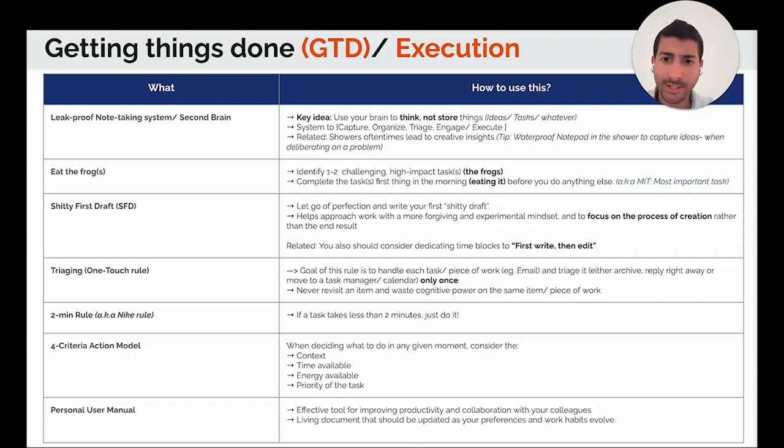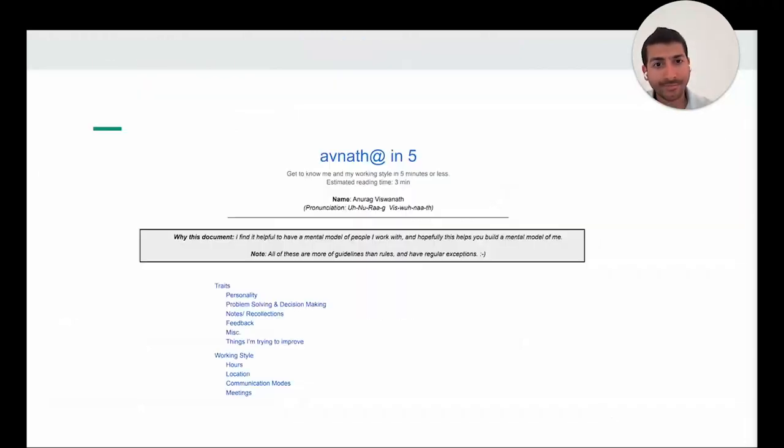The last one on here is the personal user manual, and I've found this to be super effective. It's a tool that you can use to improve your productivity and also help foster better collaboration with your colleagues, right? And again, it's not static. You keep changing what's in there depending on how your preferences evolve and how your habits evolve.